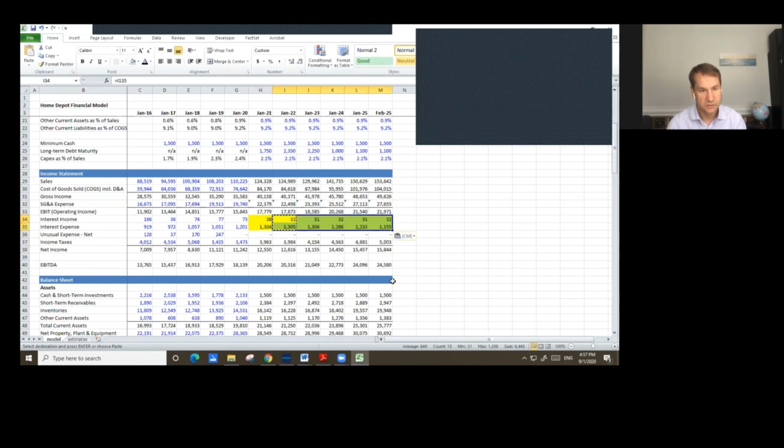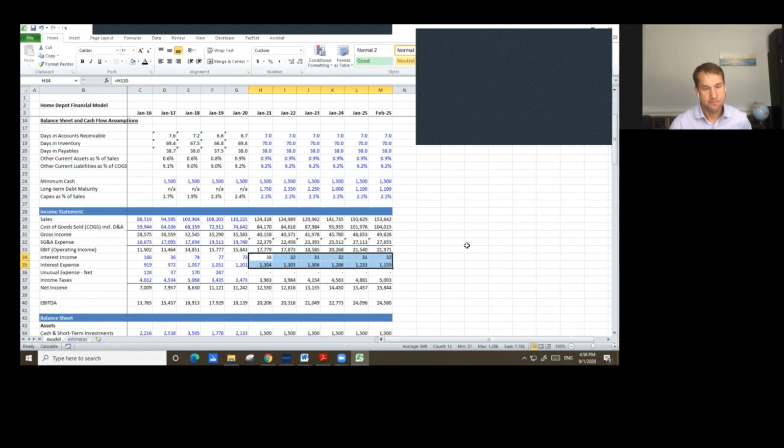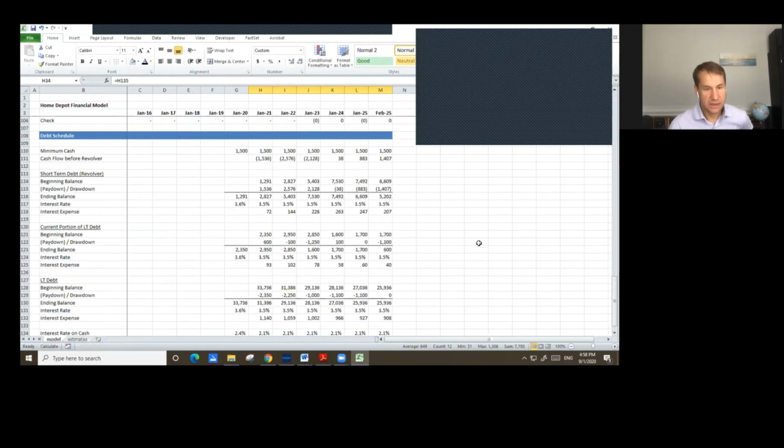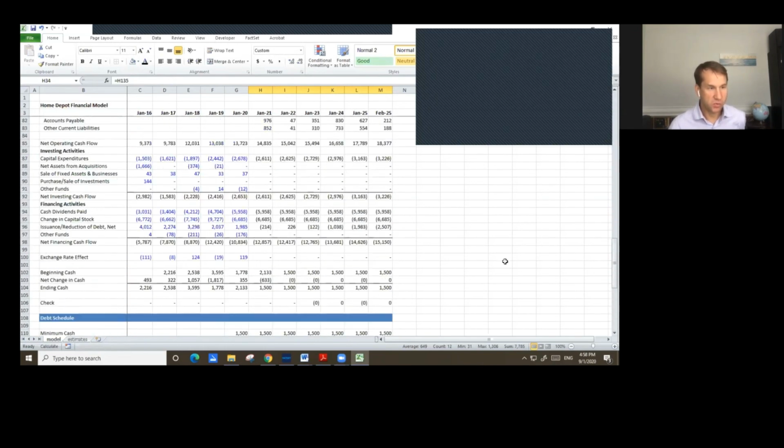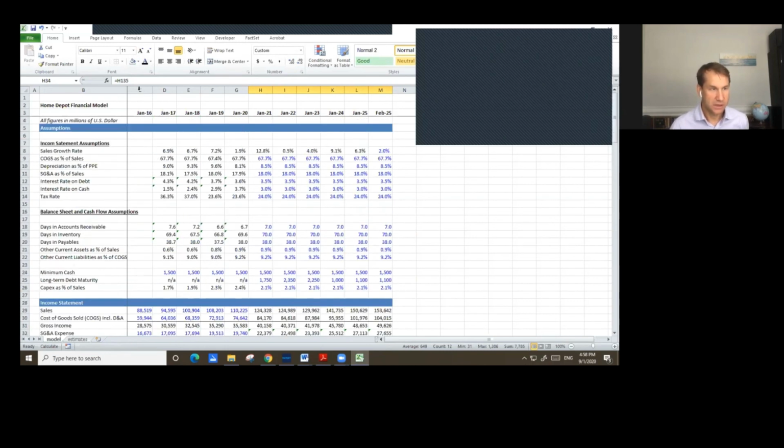Just checking to see that it's flowing through properly. All right. So that really completes the core model. We'll then go into DCF and then LBO.